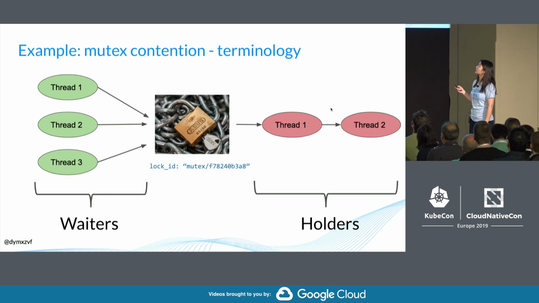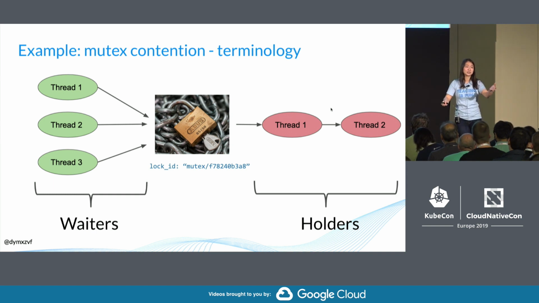And maybe at some point, thread 1 eventually gets the lock, holds onto it for some period of time, does some work, releases it, and then passes it to thread 2, who's the next one in queue for this lock. And these are what we call holders. So at any given time, if you're interested in your critical path, you want to understand who's waiting for this, who has held it in the past or is currently holding it, and how long they hold it for.